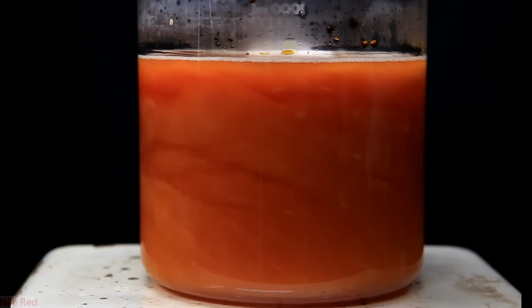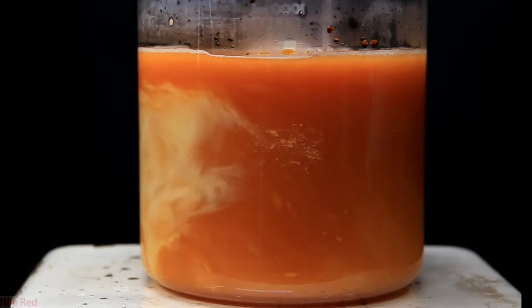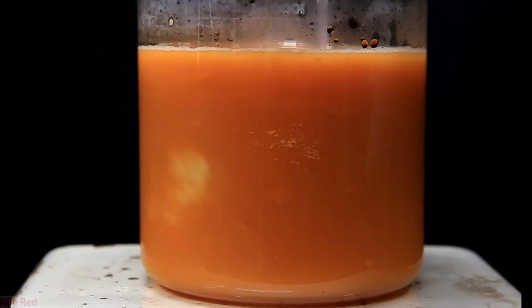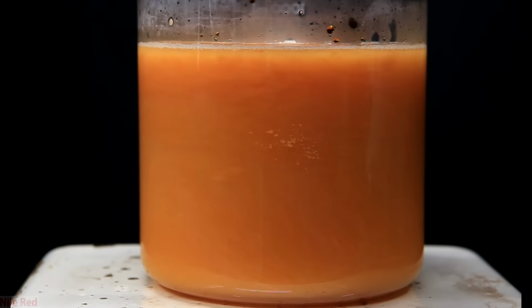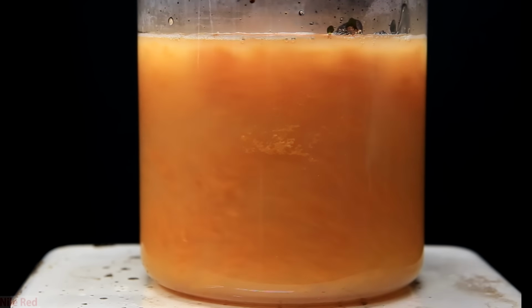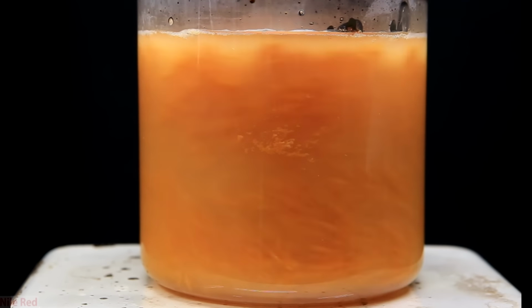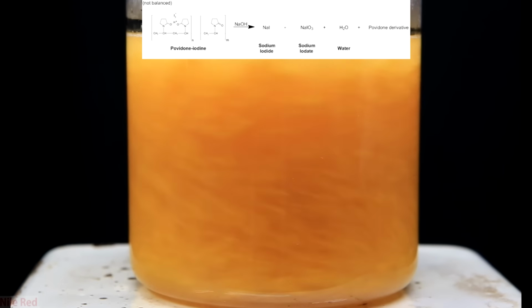As I continue to add it more, it's going to take on more and more of a yellow color. This color change is extremely important because this is what lets us know when we've added enough sodium hydroxide. Iodine is really not very soluble in water, and this is why povidone is used. The povidone is a water-soluble polymer that will actually form a complex with the iodine and allow it to stay in solution. This way, you can get concentrations of iodine that are much higher than if you were to try to dissolve iodine alone.